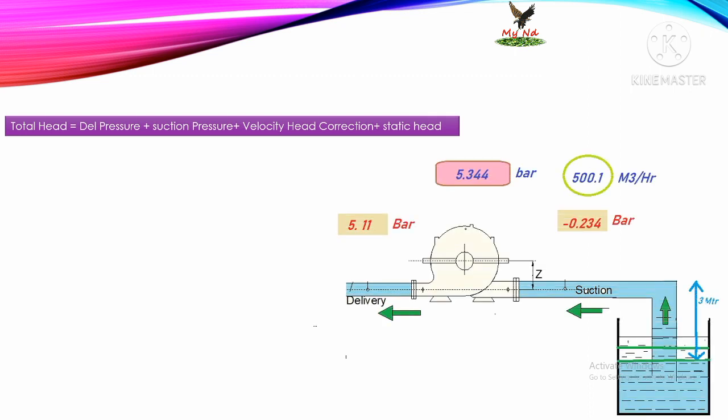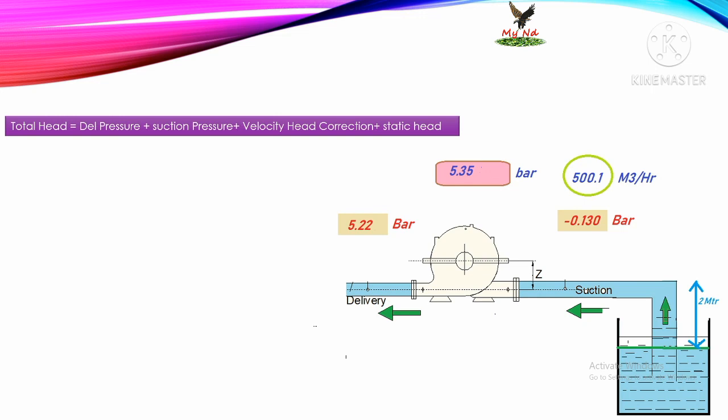Here we can calculate the total head. Total head is equal to delivery pressure plus suction pressure plus velocity head correction plus static head. Previously I also made a video on how to calculate the total head. If anybody hasn't watched it, please watch it. I will give the link in the description. You can watch how to calculate the total head.